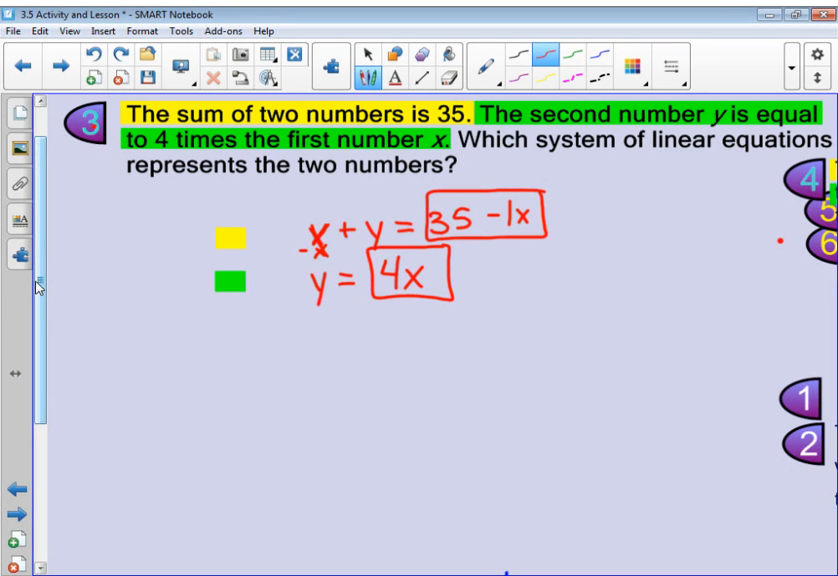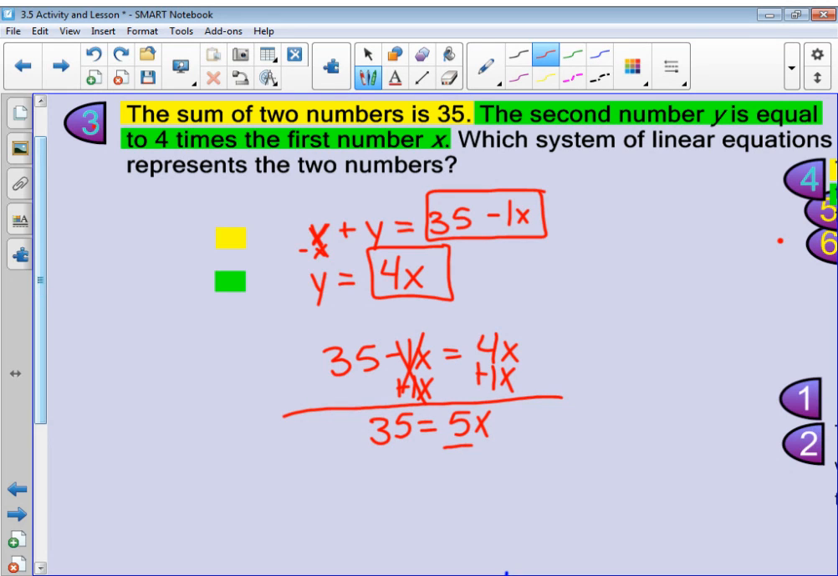Okay, so now we'll go ahead and solve. So we've got 35 minus 1x is equal to 4x. Since we already have the x's by themselves on the right side, we're going to move this x, so plus 1x. Plus 1x. 35 equals 5x. So we'll divide by 5. Divide by 5. We find out that our x equals 35 divided by 5 is 7.